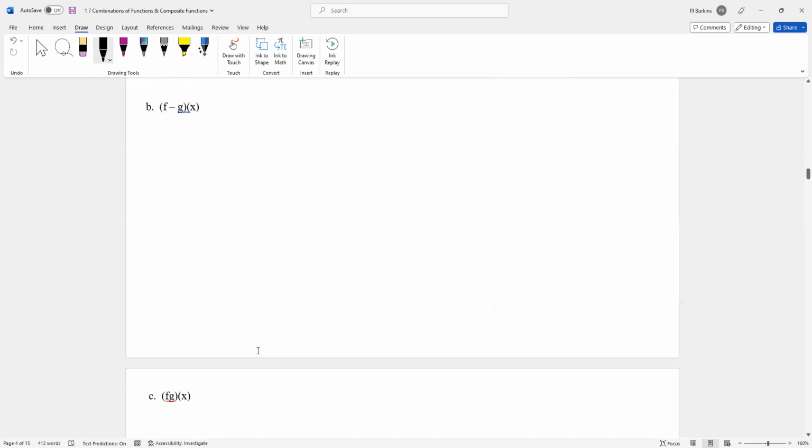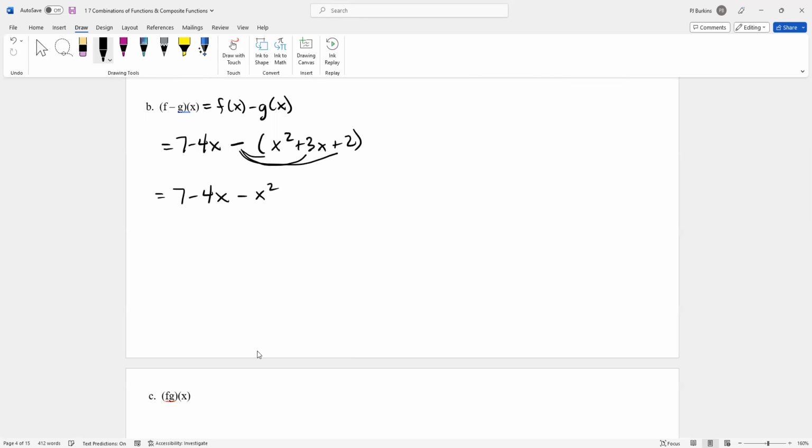All right. What if we do f minus g of x? Well, that again just means f of x minus g of x. F of x was 7 minus 4x minus g of x, which was x squared plus 3x plus 2. So here that set of parentheses is important because now I have to distribute this negative around. So I have 7 minus 4x minus x squared minus 3x minus 2.